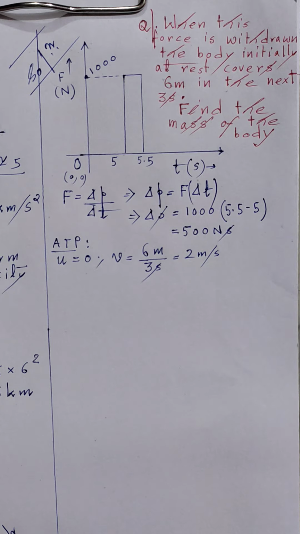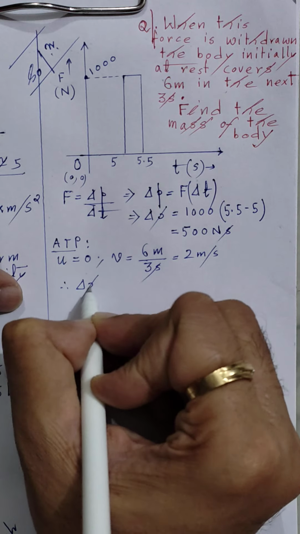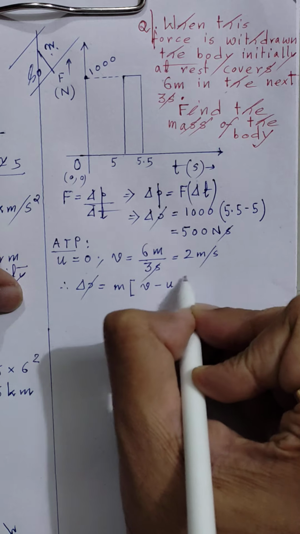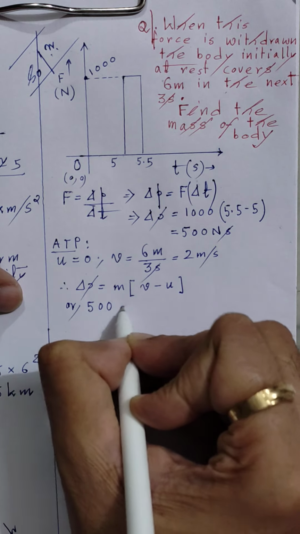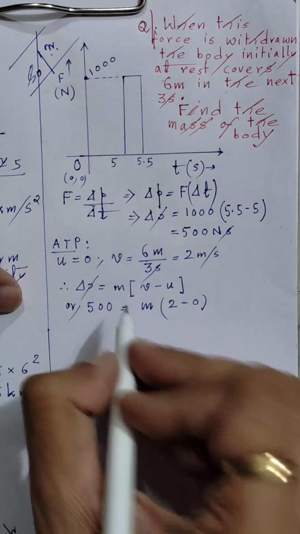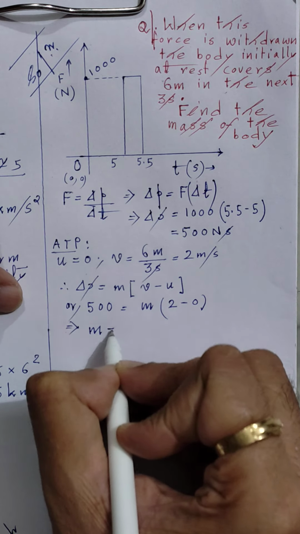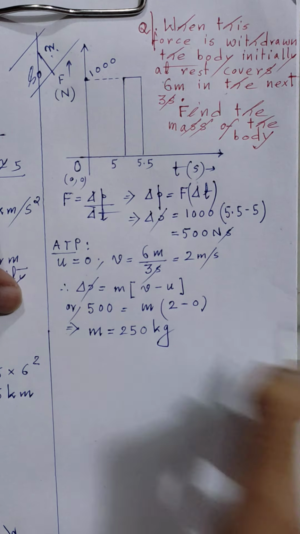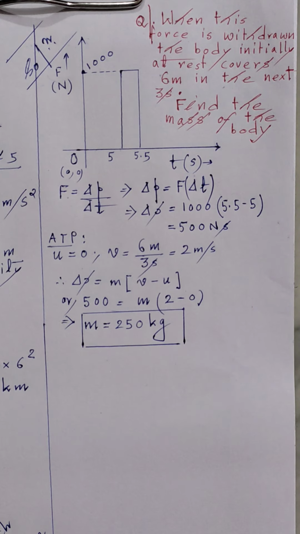Now very easily we can say, therefore, delta P is m times (v minus u). So 500 is equal to m times (2 minus 0). So of course 2 and 500 will cancel off, and the value of m will come out to be 250 kg. So your answer is 250 kg.